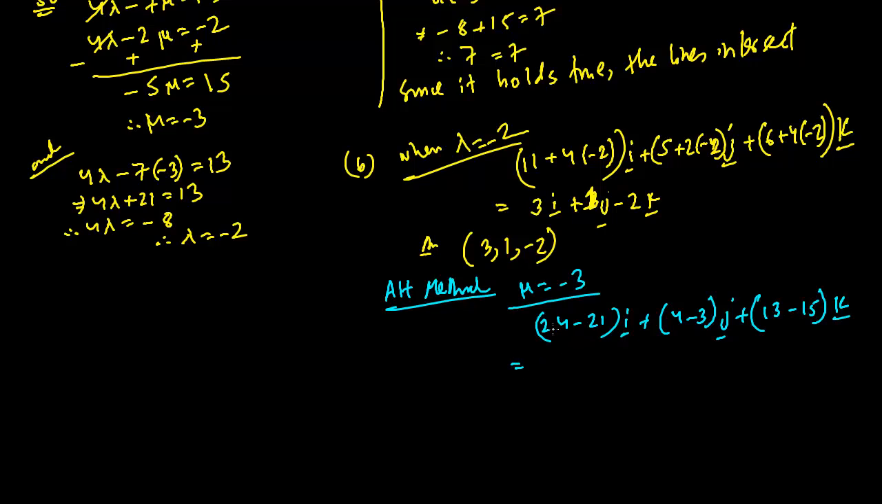This turns out to be 21 minus 20. 24 minus 21 is 3i. 4 minus 3 is 1j. And this is minus 2k. So the point is still 3, 1, minus 2. And that's the answer. Now this one is finding the angle.